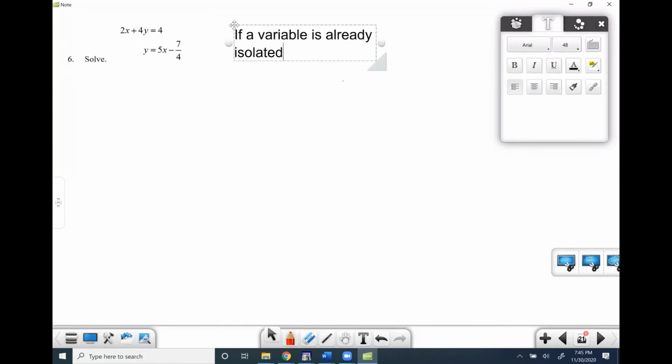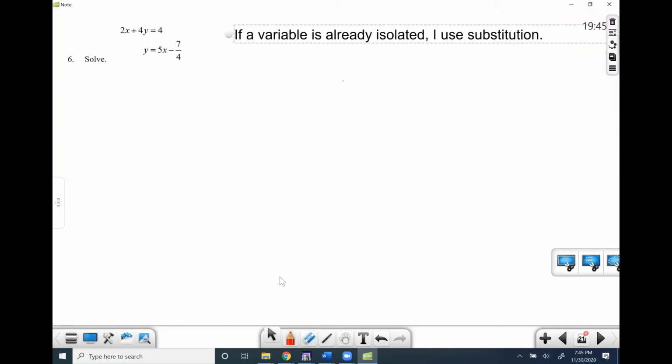And you mean basically just plug it in, correct? Yeah. You don't have to work for it when it's already isolated. All right, but it's your call. If you want to use the addition method, what do I care? All right. So yeah, you're right. We can just plug it in. So we're going to take this guy and we're going to plug him in for the y, since that's what y is.